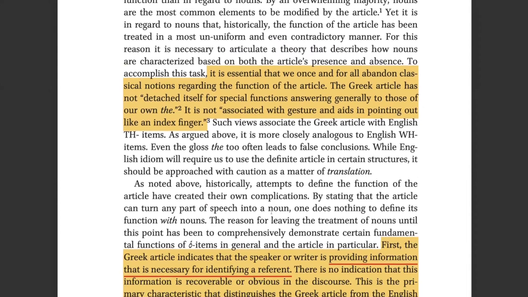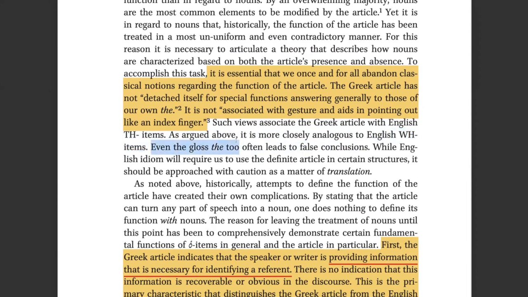I'm just going to read through the whole thing and highlight the points that I highlighted. He says that is not the way to understand it. Such views associate the Greek article with English th items, like the, something you put in front of. As argued above, it is more closely analogous to English wh items. Actually, I don't know what he's talking about here, but you don't need to understand that to get the point. So let's skip over that.